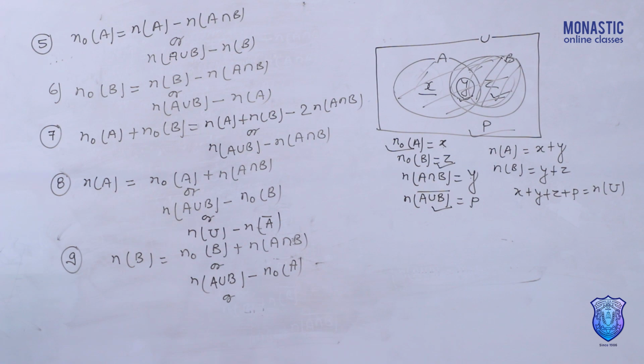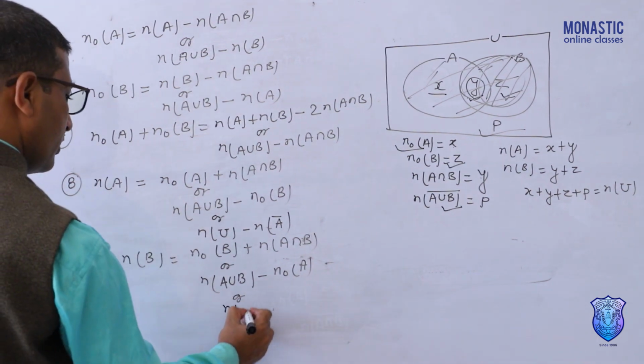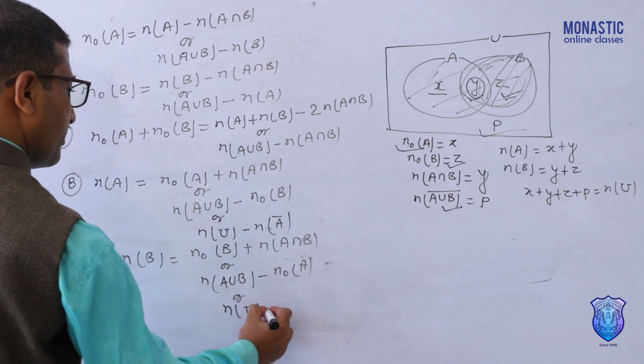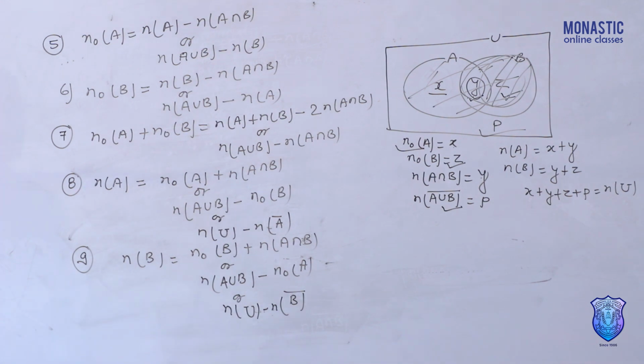Then also number of universal minus number of B complement.